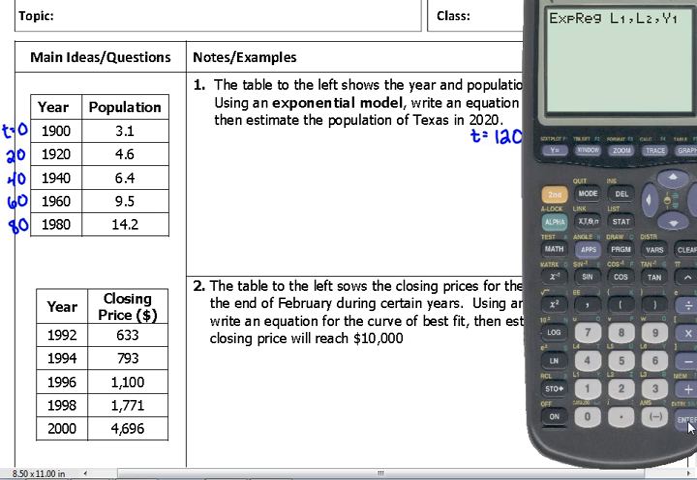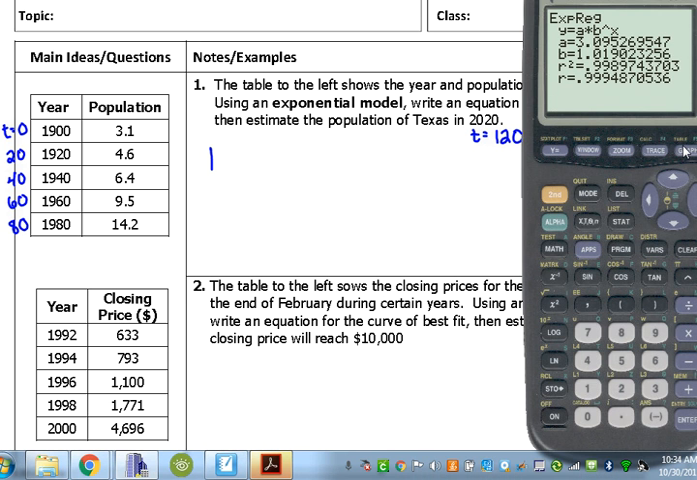Does anybody need help finding any of those? Good? Okay, now we can press enter. So it's going to give us the same information that it's always given us. It's going to give us the model. It shows us that it's y equals a times b to the x. It gives us a, it gives us b. Now yours may or may not have that r squared and that r. I'll show you here in a minute how to get that on there. We don't need it right at this moment. But let's go ahead and write down our model.